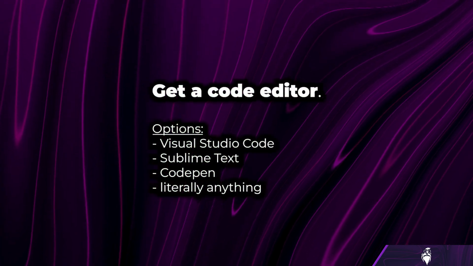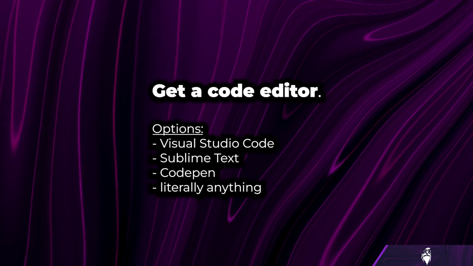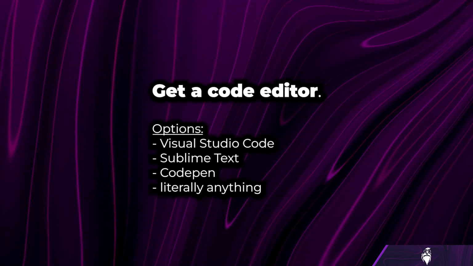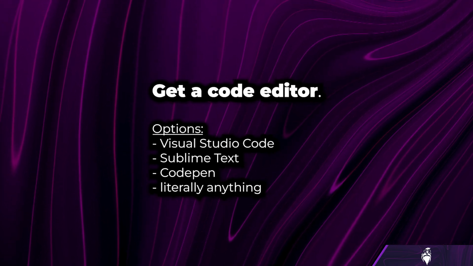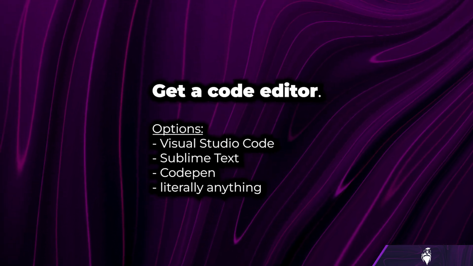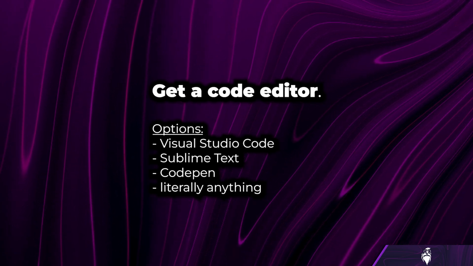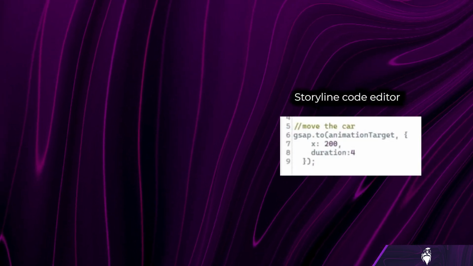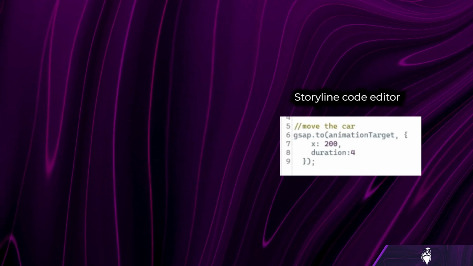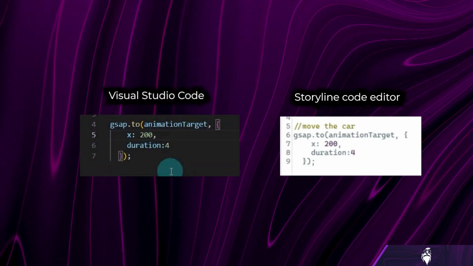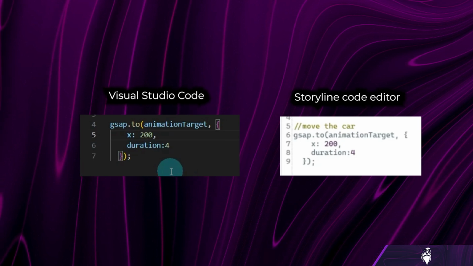I suggest you use a code editor to write and edit your code. You'll see that I use Visual Studio Code, which is a free code editor made by Microsoft. But you can use anything you want, such as Sublime Text or even a website that allows you to edit JavaScript code, such as CodePen. I say that this is optional because you could go through this entire series with just the default Storyline code editor.